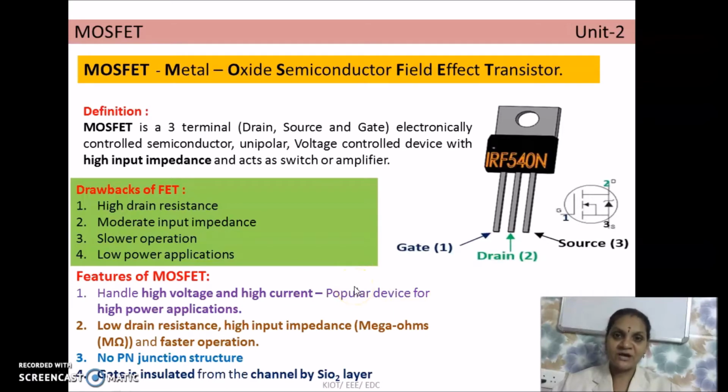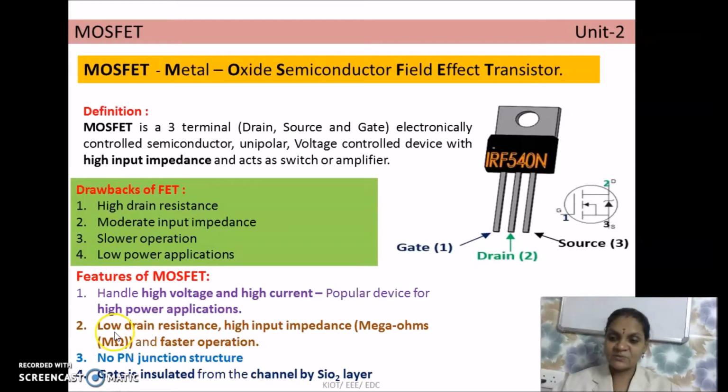That means if you want to handle voltage of more than 100 volts or kilovolts, and the power rating is also very high, with voltage in terms of kilovolts and current in terms of amperes, then under such conditions it is preferable to go for MOSFET.